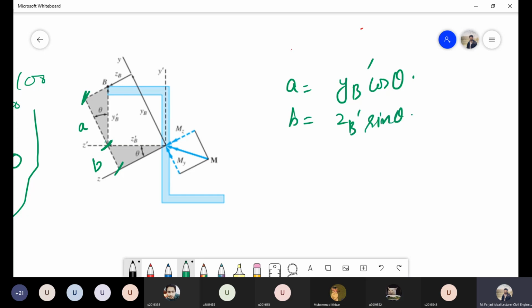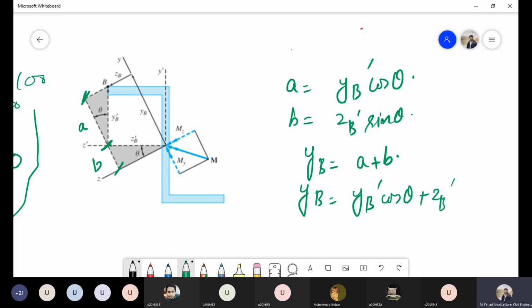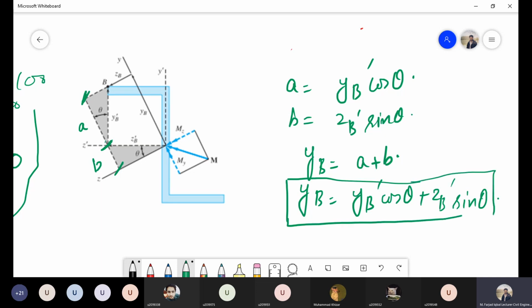Now I know that this total length is equal to YB, or I can say that YB is equal to A plus B, or YB is equal to YB dash cos of theta plus ZB dash sine of theta. Now this is one generalized formula फॉर द कैलकुलेशन ऑफ वाई बी. अगर आप मैन्युअली करते तो क्या करना पड़ता आपको, वाई बी डिस्टेंस को भी ट्रांसफॉर्म करना पड़ता, जेड को भी ट्रांसफॉर्म करना पड़ता, एंड देन यू वर सपोज टू कैलकुलेट or you will get yp.